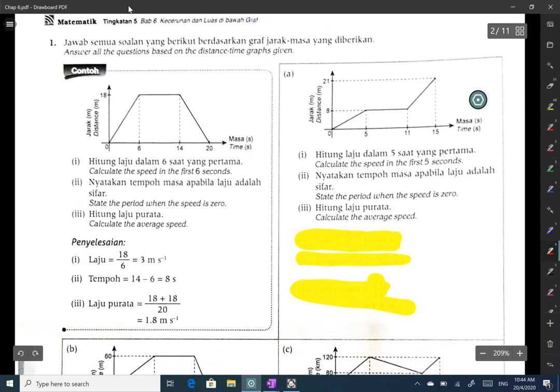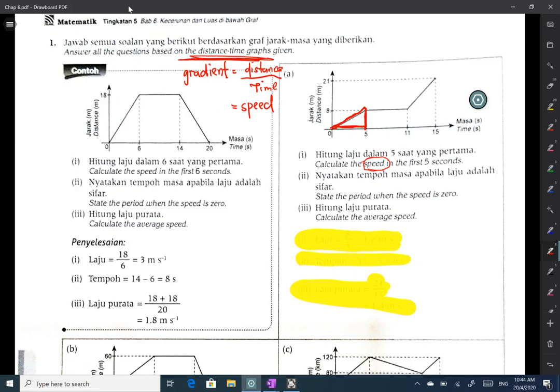Okay, for example, answer all the questions based on the distance time graph. Recall back, for the distance time graph, gradient is distance over time. So we know that the gradient is our speed. Calculate the speed in the first 5 seconds. I want the speed, so I want to know the gradient.